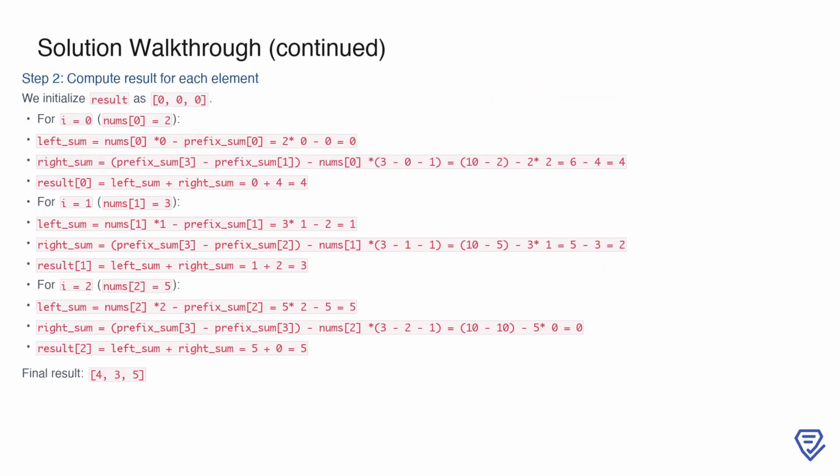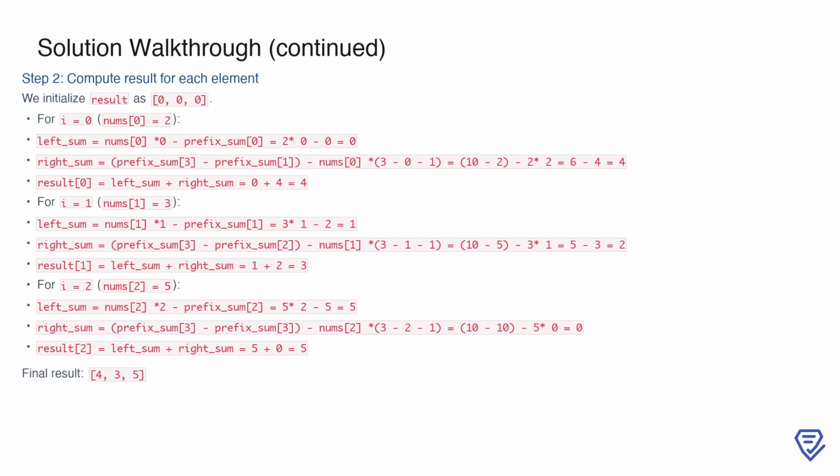Now that we have the prefix sum, we proceed to compute the result array. We initialize result as [0, 0, 0], corresponding to the length of nums. For each index i, we break down the calculations into two parts: the sum of elements to the left of nums[i], and the sum of elements to the right. For i equals 0, nums[0] is 2. The left sum is 0 because there are no elements to the left. The right sum is calculated as the sum of all elements to the right, adjusted for their distance from nums[0]. Using the prefix sum, this gives us 4. Adding the left and right sums, we get result[0] equals 4.